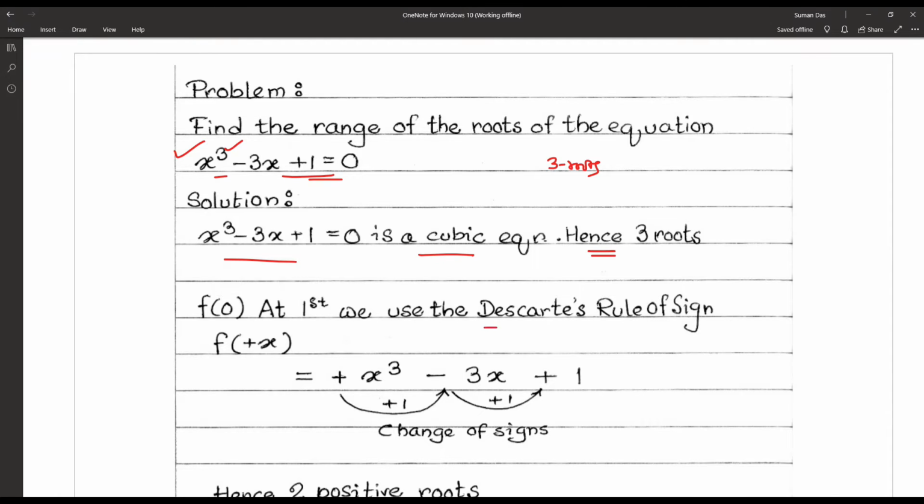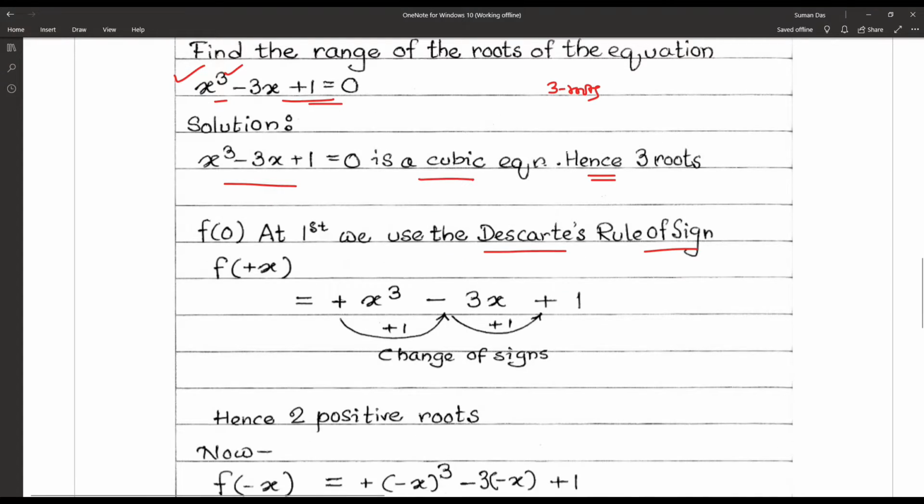Now we use Descartes' rule of signs to find how many positive roots and how many negative roots are there in the equation. For that, we take the polynomial x cube minus 3x plus 1. So use, at first, positive x, or plus x, in place of the variable x.